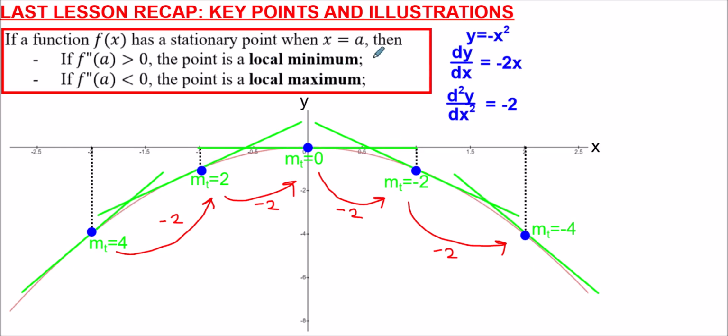So I hope that gives some clarification as to what the second order derivative means in practical terms, and also why, when the second order derivative is positive, it gives us a local minimum. When the second order derivative at a point is negative, that relates to a local maximum.